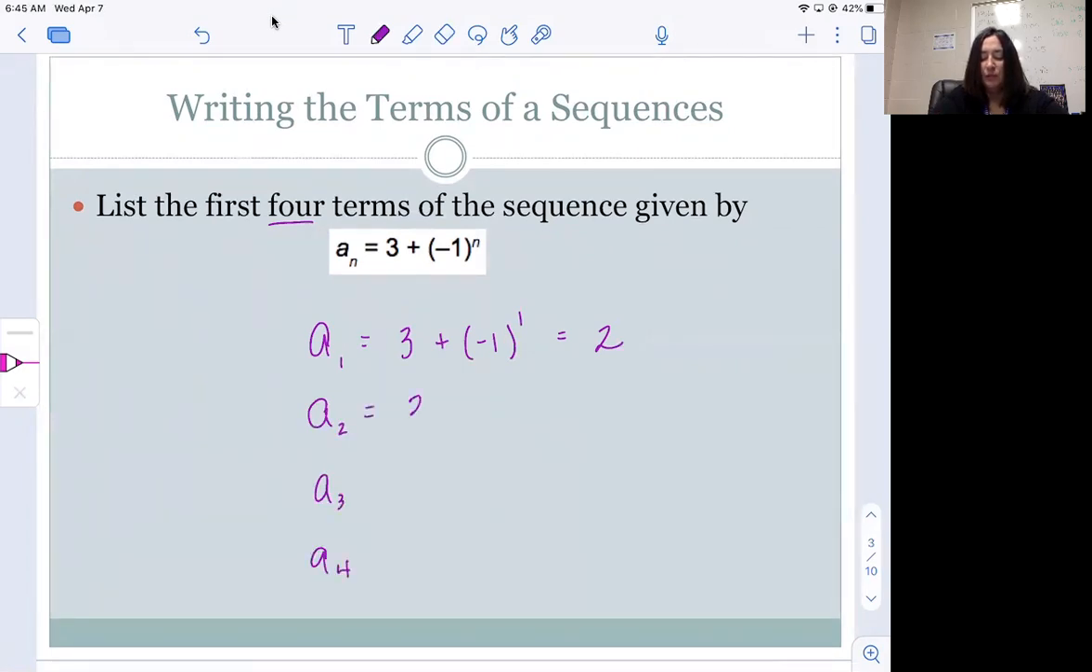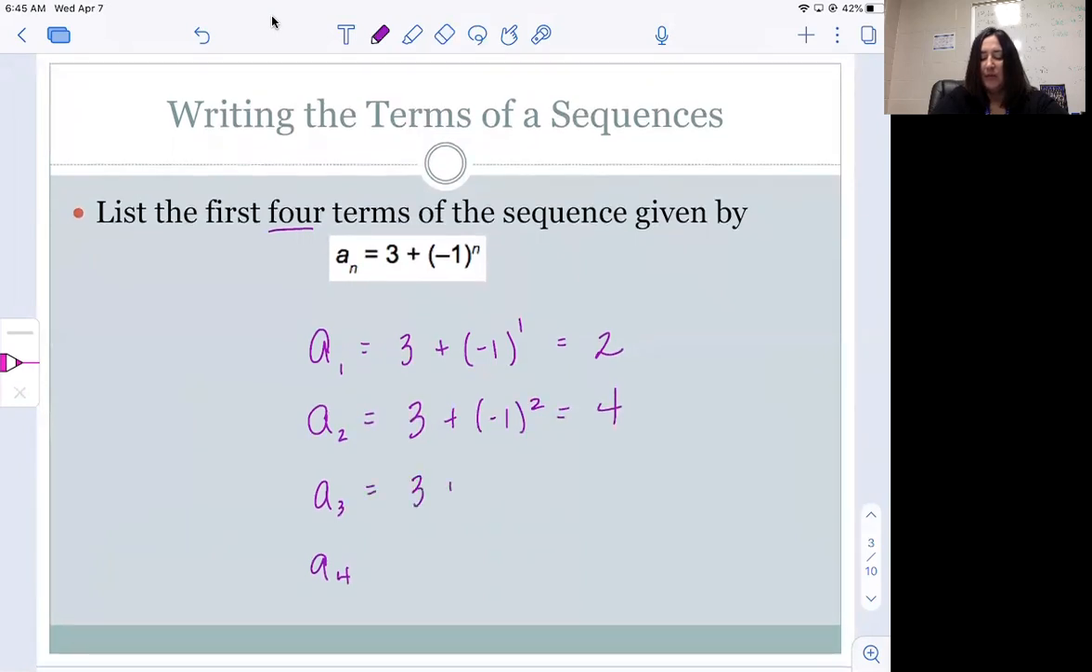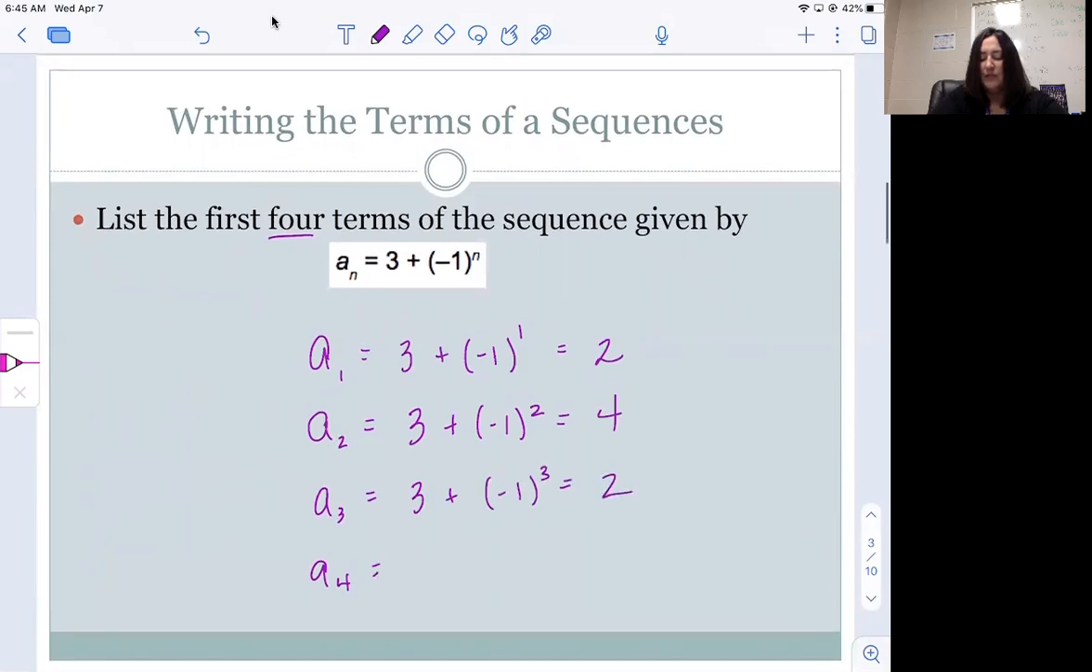So a2 would be 3 plus negative 1 squared, which gives me a 4. Then I would continue by plugging in 3, so I'd have negative 1 to the third, which gives me a 2. What you'll notice is this is a different kind of sequence that rotates. The next one, when I go to the fourth, gives me a 4. So those would be the first 4 terms of my sequence.